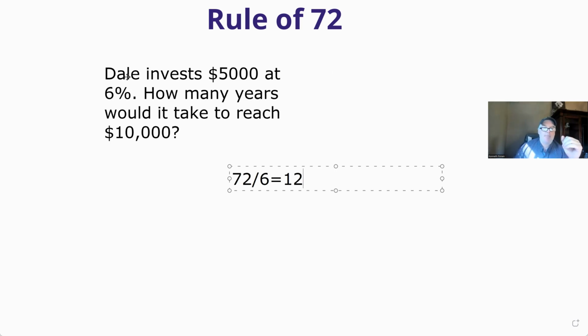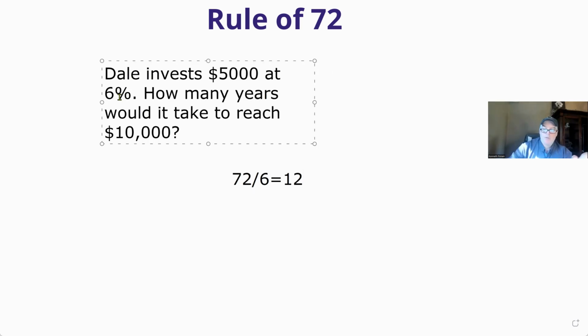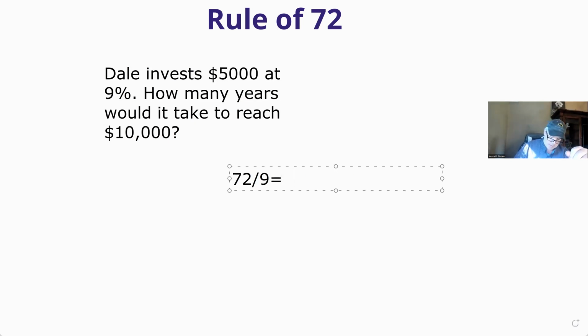Let's change it up a little bit. What if it was 9%? Just do 72 divided by 9. That's going to be 8 years. Okay, so that's what we're doing. We're trying to find out how many years it takes to double your money. So all you do is do 72 divided by the rate of return, and that tells you how many years. If you want to know what the rate of return is, you do 72 divided by the number of years.